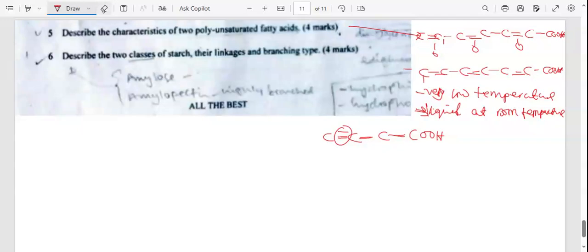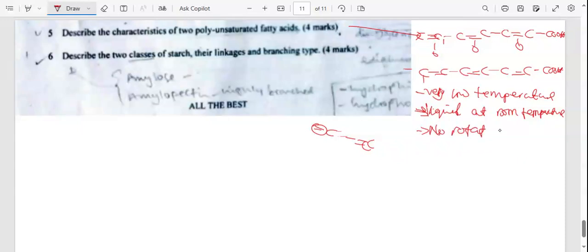So the other thing that we can see is that they can't rotate the bond, which is the double bond. Let's say this one can rotate because it's just one bond. But for this one, once you try to rotate it, it is not rotating. That is for polyunsaturated. They have more than one double bond, so no rotation within them.